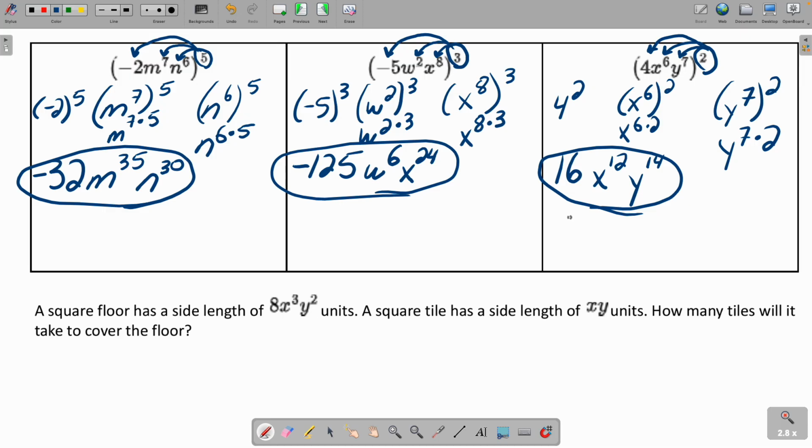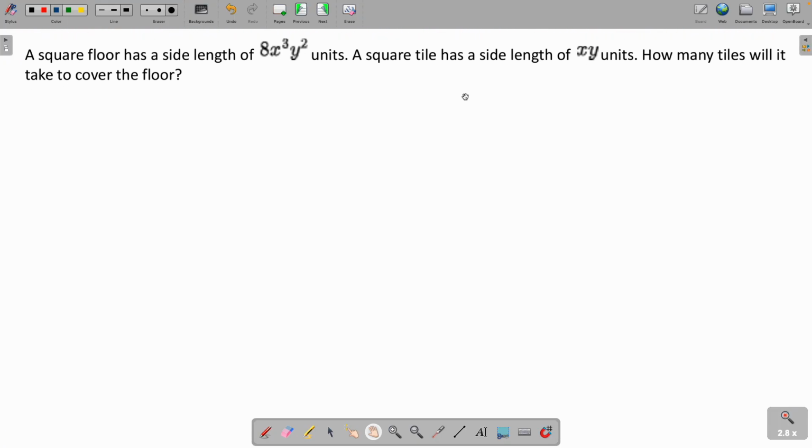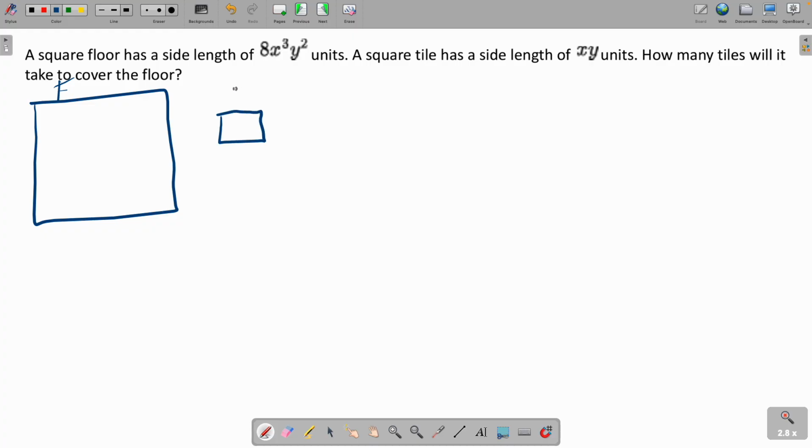Now this last one can be a little bit complicated just because it's a word problem. So we will draw a little bit to help us. We have a square floor. I'm just going to sketch my square floor, put an F. Then we have little square tiles that we're going to be talking about. The length of our square floor is 8x cubed y squared. The nice thing about a square is the length and width are the same. For the tile, our length and width are xy. So these are the same.